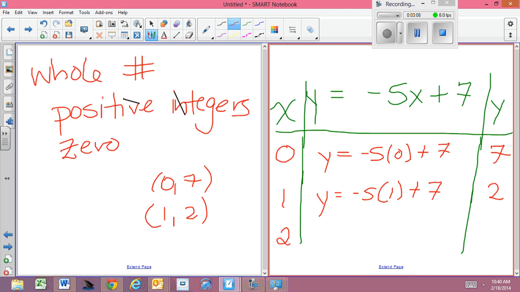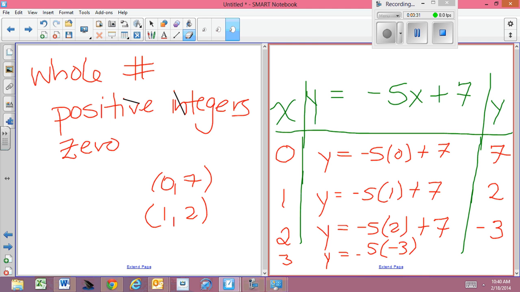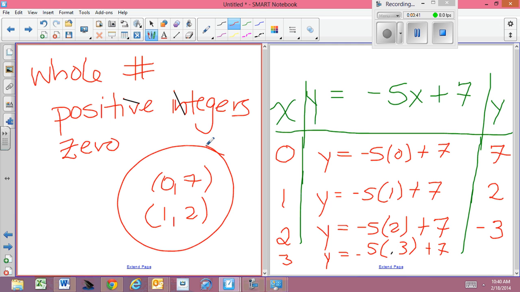Let me plug in the next whole number. What would happen if x was 2? If x was 2, y would actually be negative 3. So although 2, negative 3 is a solution to the equation, it's not a whole number solution because negative 3 is not a whole number. The bigger and bigger x becomes, you'll start noticing a pattern that y will become even more and more negative. So the more positive I make x, the more negative y is going to become. So that's how I know I have all the whole number solutions. This equation only has two whole number solutions, 0, 7, and 1, 2.